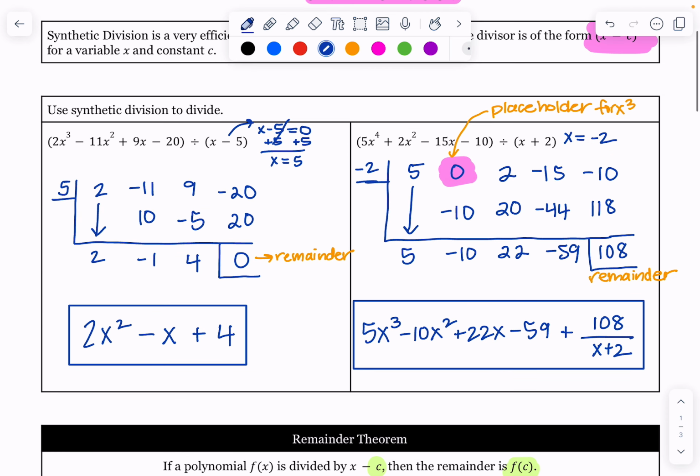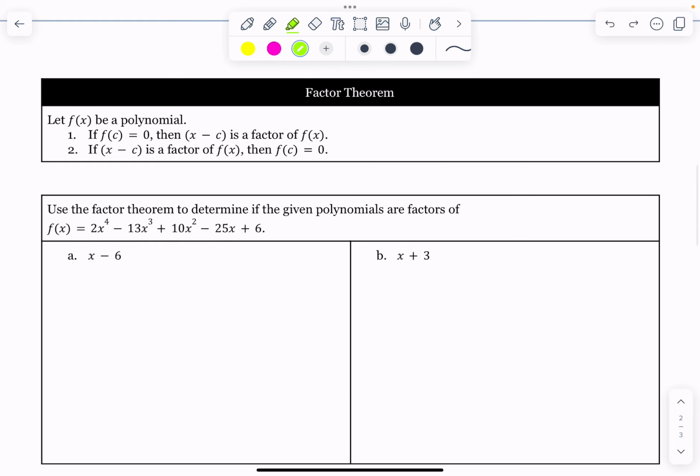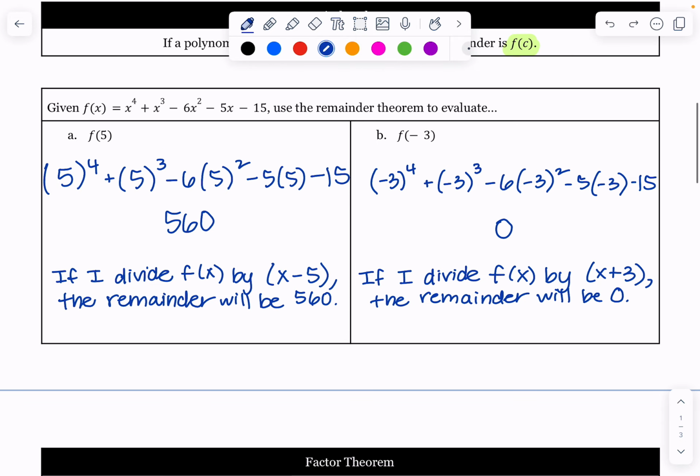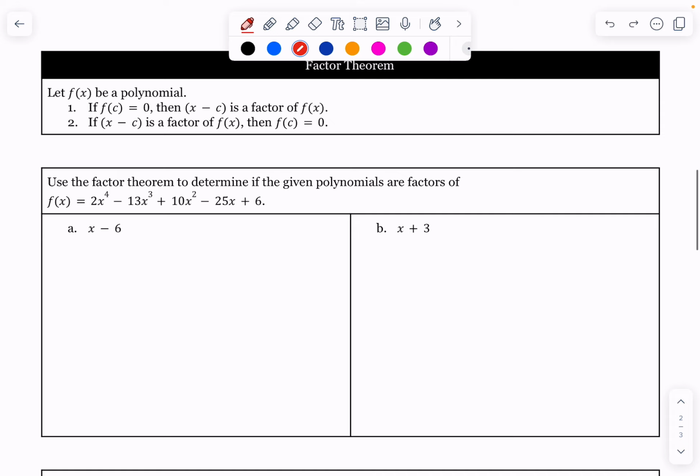So going back to these two, here we got a remainder of 0, and it factored perfectly. Here we got a remainder of 108. It did not factor perfectly. All right, factor theorem. So let f of x be a polynomial. If f of c equals 0, then x minus c is a factor of f of x, that's what we had here. Okay, we got a 0, so that means it was a factor. If x minus c is a factor of f of x, then f of c equals 0. So it's basically saying either direction will work.